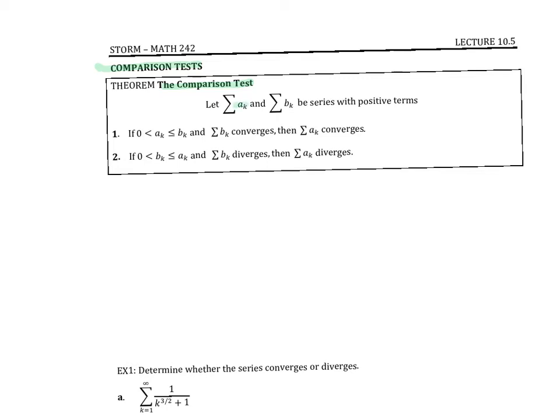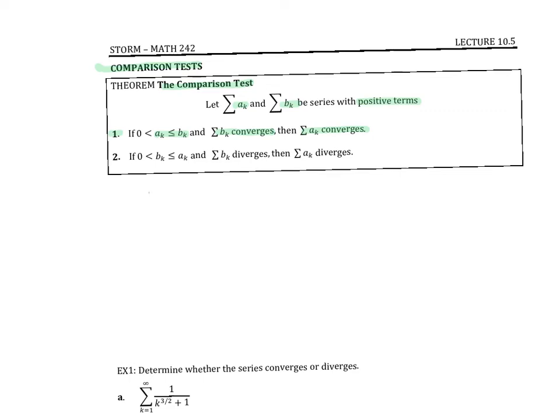Let's say that we have two series, a sub k and b sub k. Here we're just going to concern ourselves with series of positive terms, but later on we're going to look at series that have negative terms, series that alternate negative positive. The first case would be if your a sub k is less than or equal to your b sub k. So b sub k would be like the larger series. In this case, if the larger series b sub k converges, then the smaller series a sub k will converge.